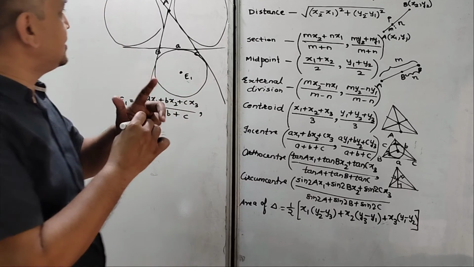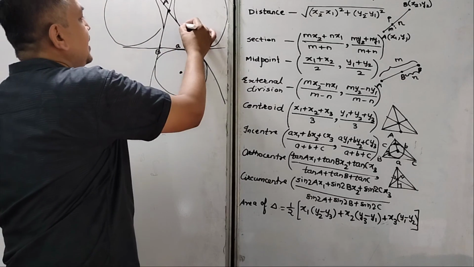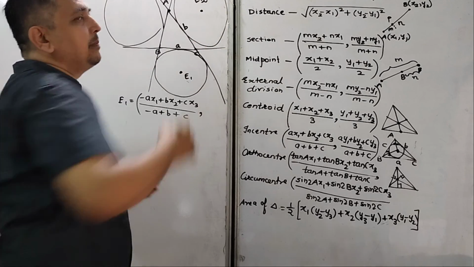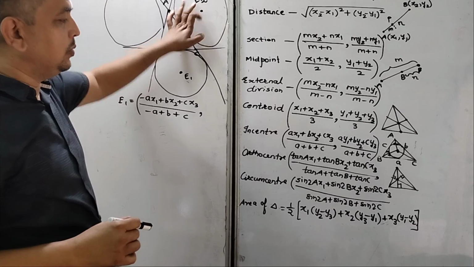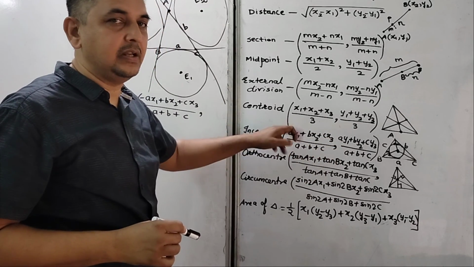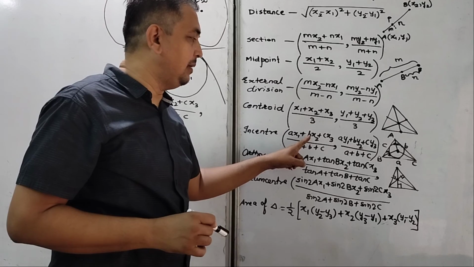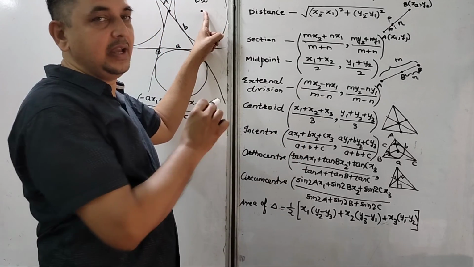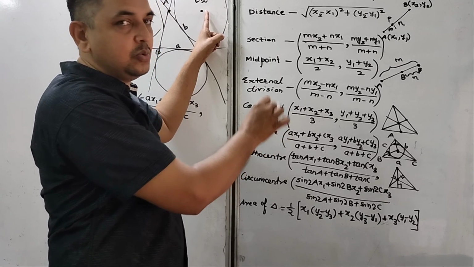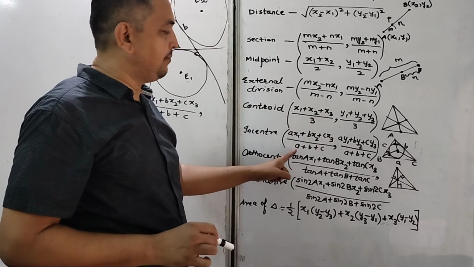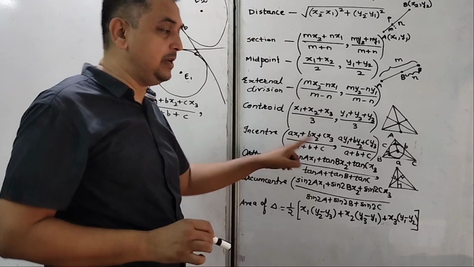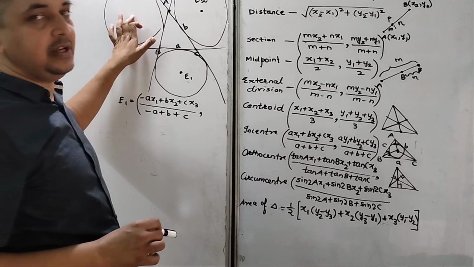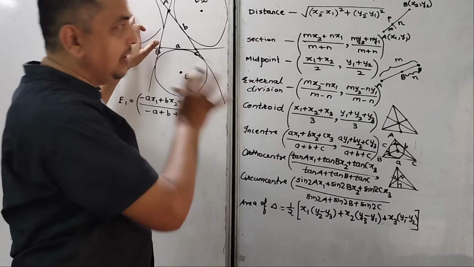Now if the circle is touching this side B, we denote the center by E2. Then for this E2, the formula will be the same as the incenter. The only change we have to make is replace B by minus B. So it will be E2 equal to A x1 minus B x2 plus C x3 upon A minus B plus C. Similarly, we change the sign of B for E2, and for E3 we have to change the sign of C, and we get the result.